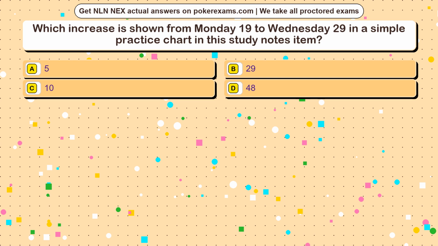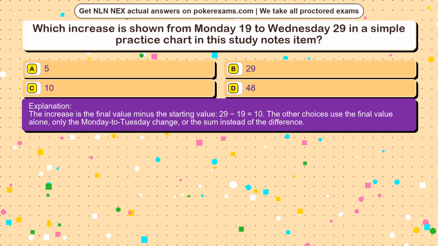The correct answer is option C. The increase is the final value minus the starting value, 29 minus 19 equals 10. The other choices use the final value alone, only the Monday to Tuesday change, or the sum instead of the difference.